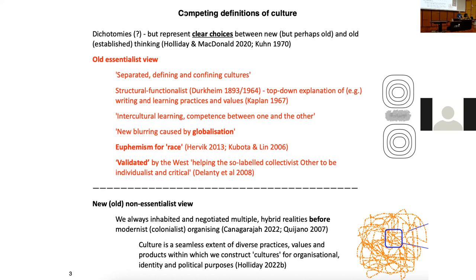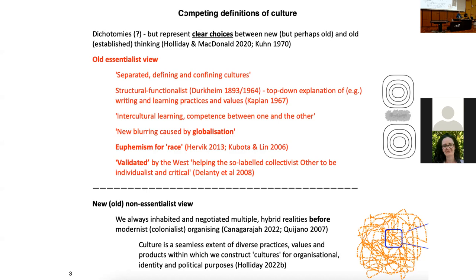And some critical writers say that culture is a euphemism for race. So as soon as you try to define anybody in terms of cultural characteristics, it's actually racist, because it's just like defining someone in terms of racial characteristics. Unfortunately, it's validated by the West as helping the so-labeled collectivist other to be individualist and critical. And I think you find this, at least between the lines, in university prospectuses attracting international students: you can come here and learn how to think individually and critically and so on and so forth.